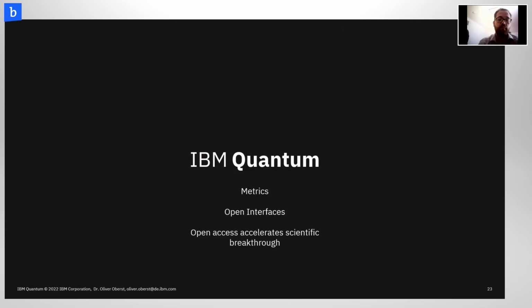This is why it's very important to have open interfaces, open access. And the metrics are pretty important, because now that there are so many vendors, you have to have, as a user and as a procuring entity, something in hand to actually compare the systems with each other. And that was the last point of my talk. Thanks.